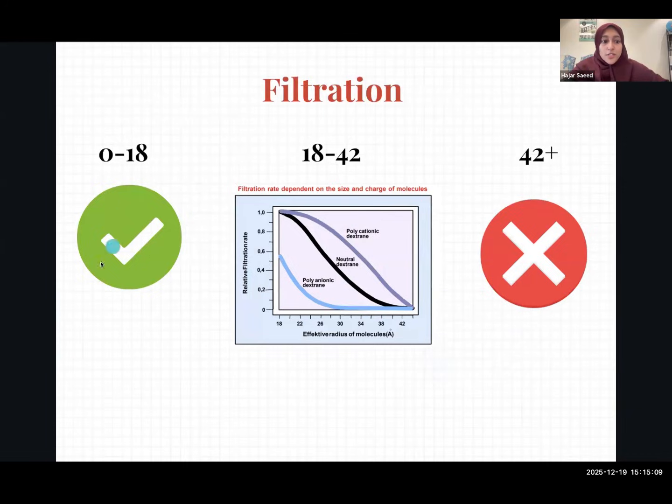Okay, so let's talk about this. Filtration. If it's 0 to 18, you're good, pretty much. If it's 18 to 42, it depends on size and charge. Over here, you guys can see that the most filtered is polycationic dextran. Cationic means positive, anionic means negative. So cationic means positive, so positive is filtered more. 42 plus, no chance, it's not going to be filtered. Does anyone know why between 18 and 42, the positively charged ones are filtered more?